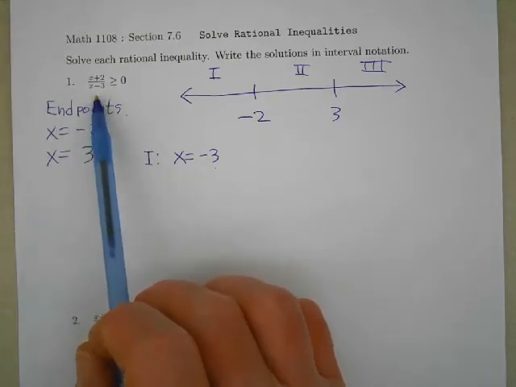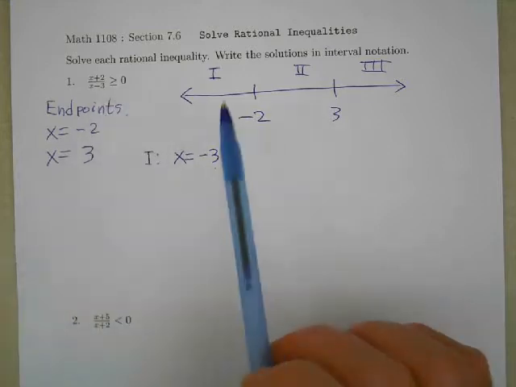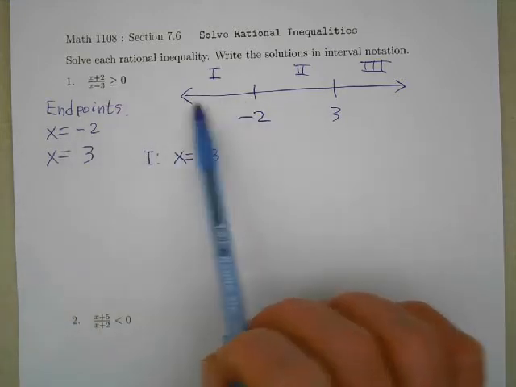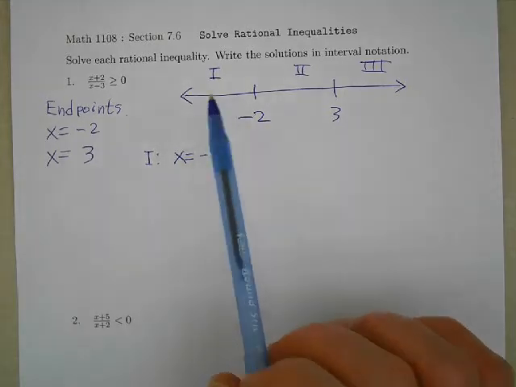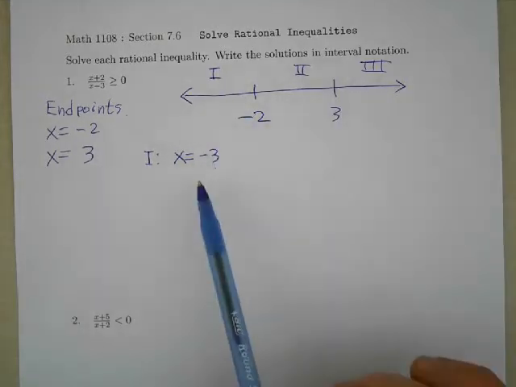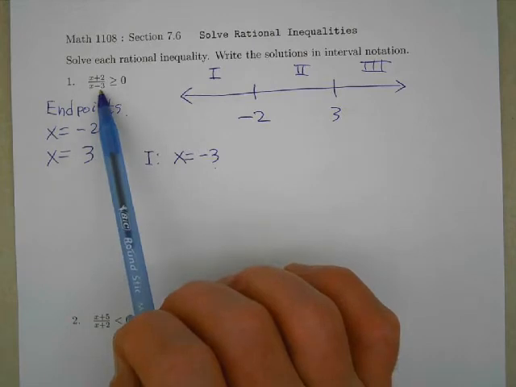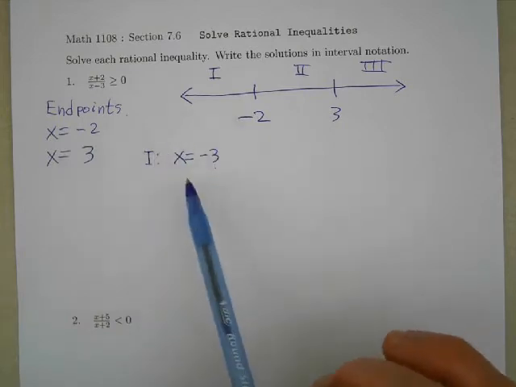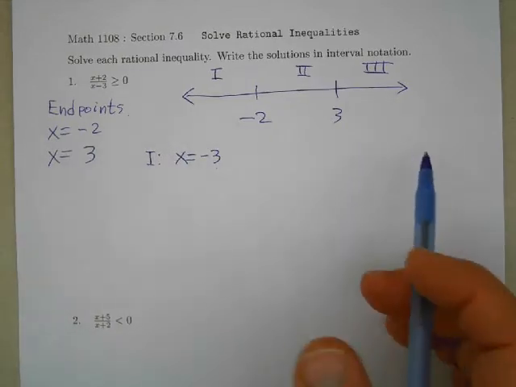If the resulting inequality is true, it means the entire interval from which the test point came is part of the solution set. But on the other hand, if the resulting inequality is false, then that means that the entire interval from which the test point came is not part of the solution.